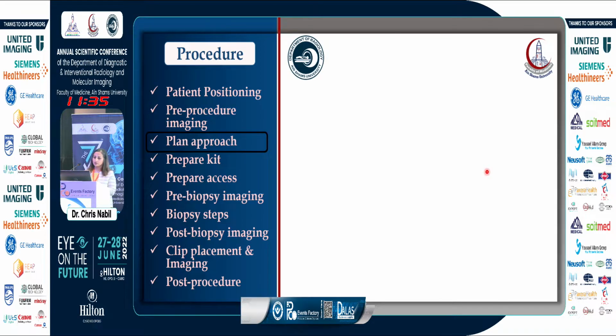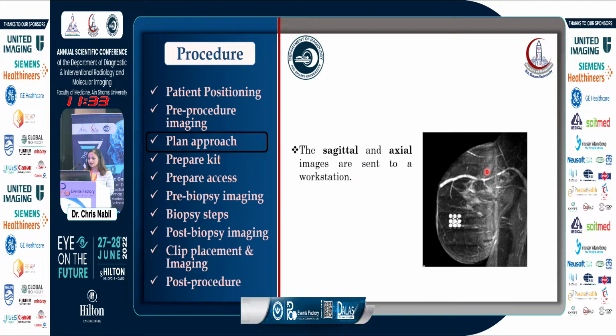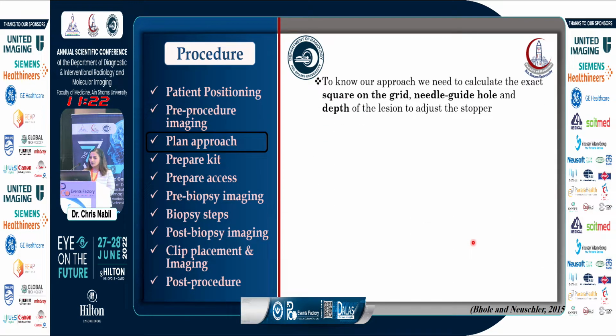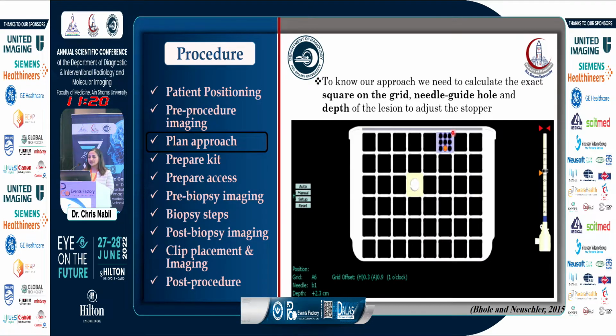And in order to plan the approach, the sagittal and axial images are sent to a separate workstation. Here we can see the fiducial, the marker of the grid, and you can see there are faint black lines. Those are the grid. To plan our approach, we need to calculate the exact square on the grid to insert the needle guide, which hole in the needle guide to use, and how far deep the lesion is inside the breast, and accordingly we will adjust the stopper on the sheath. This is the square of the grid, this is the needle guide hole, and this is the location of the stopper according to the information.